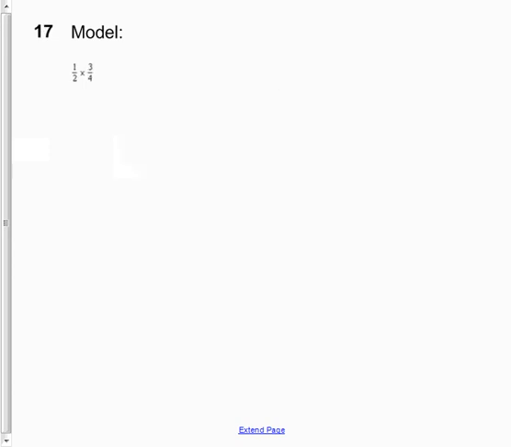Question 17 is a half times 3/4. The first step you need to do is think of it as being a half of 3/4. The intended purpose of multiplying two fractions together is to get a fraction of a fraction.